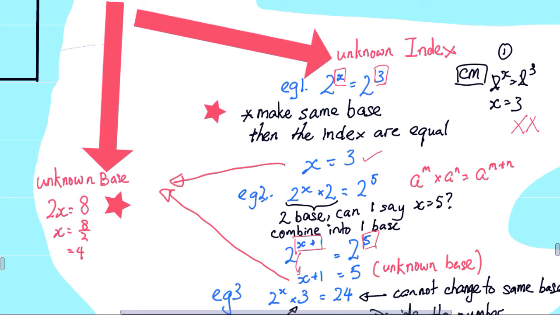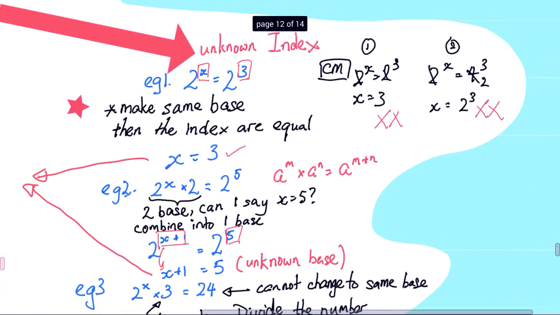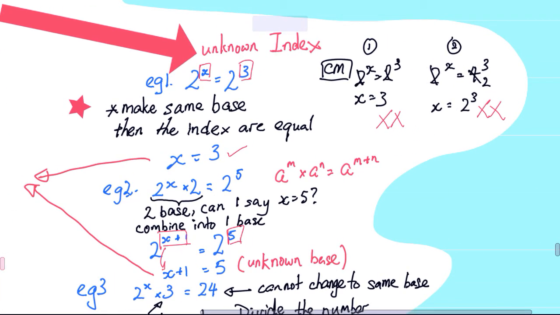Now, what are common mistakes? A common mistake is when I see 2 to the power of x is equals to 2 to the power of 3, I cancel away the 2 and then I say x is equals to 3. Now, even though the answer is the same, you need to know that this method is not correct.